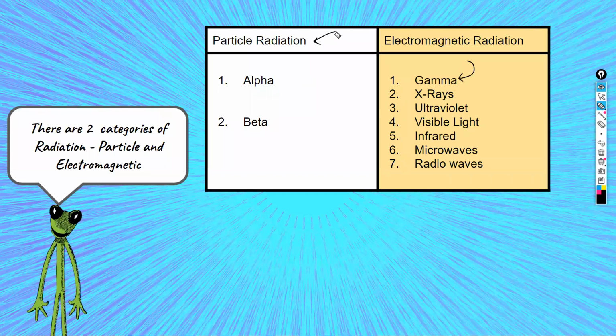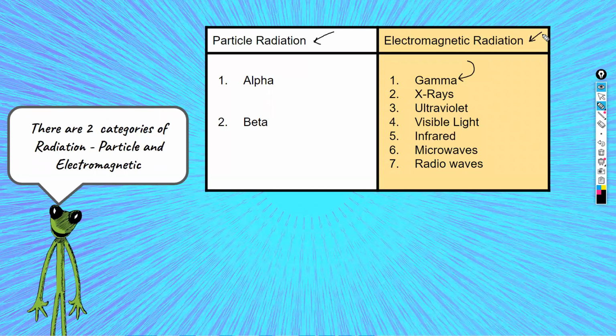There's one category called particle radiation. Particle radiation means it's an actual particle that, if your hands were small enough, you could actually hold it. I mean, really, really small. A particle is something you can hold at some point. But then there's something called electromagnetic radiation. Electromagnetic radiation is not a particle. It's pure energy, so you can't hold it in your hand.